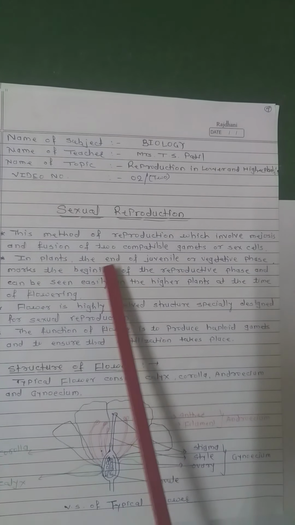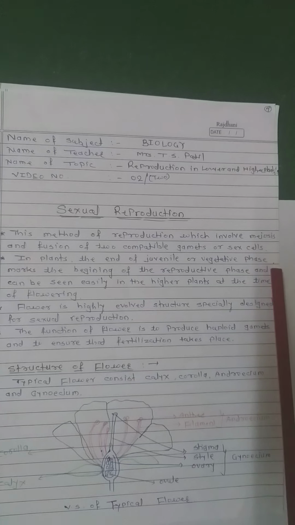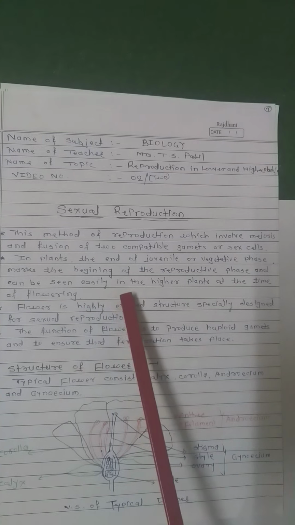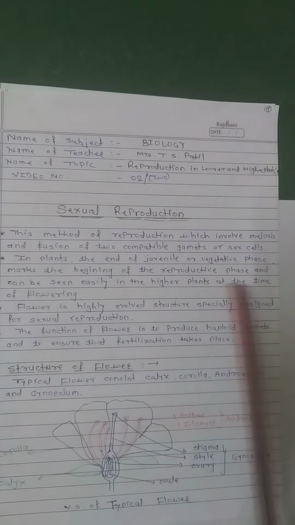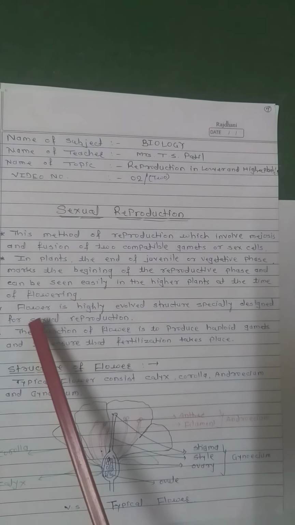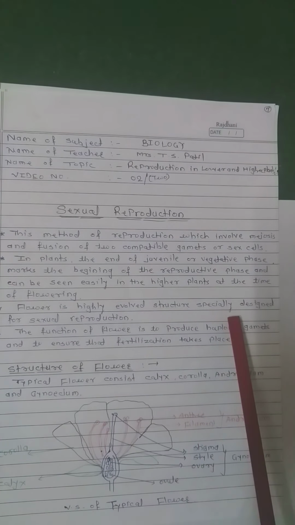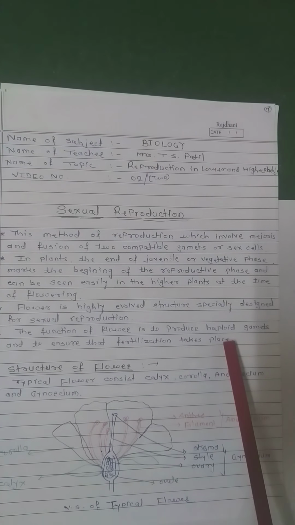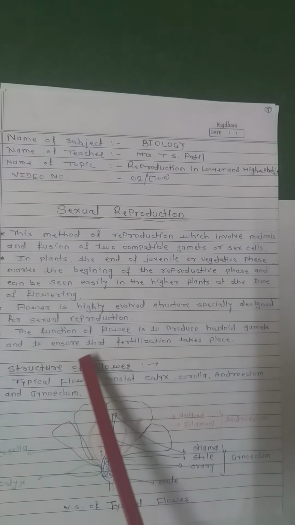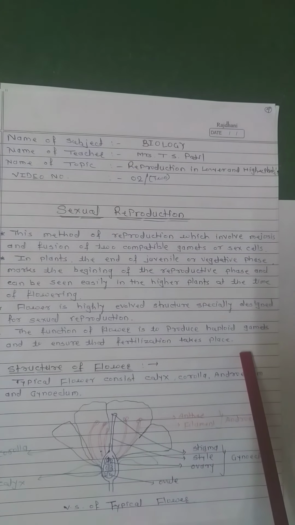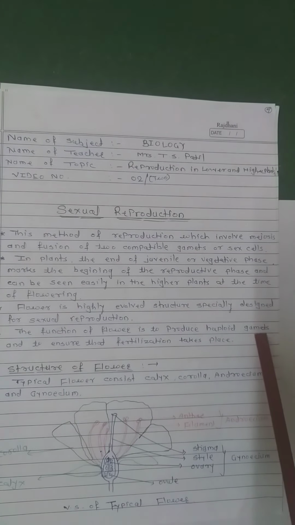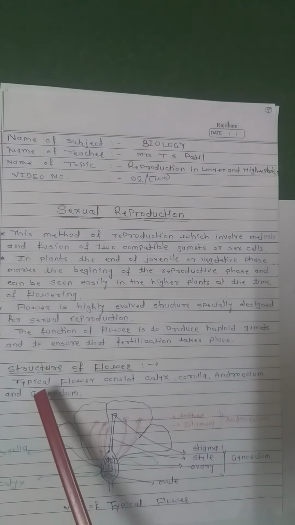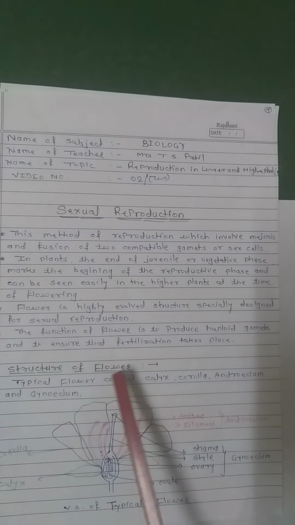In plants, the end of the juvenile or vegetative phase marks the beginning of the reproductive phase and can be seen easily in the higher plants at the time of flowering. So, flower is a highly evolved structure specially designed for sexual reproduction. The function of flower is to produce haploid gametes and to ensure that fertilization takes place. So, reproduction and fertilization take place in the flower. So, we'll study the structure of flower.